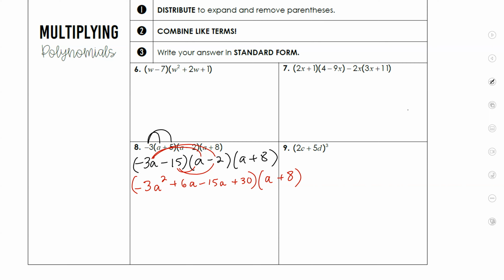So let's go ahead and combine like terms so we can make this a little smaller. So I'll have -3a squared. And my a's, what would that be? -9a plus 30. That's my first parentheses. And then we're going to multiply that by a plus 8.